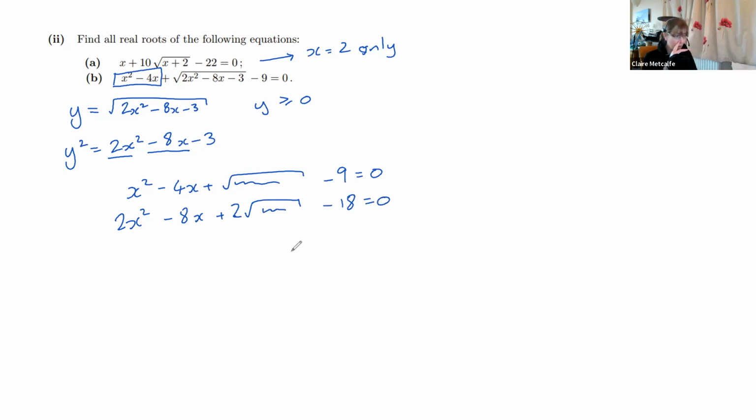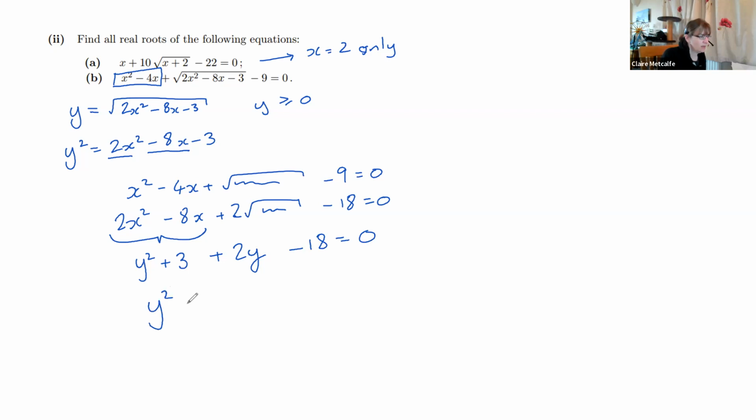Being careful to make sure that I actually multiply everything by 2 and I don't miss one. 2x squared minus 8x, this is the same as y squared plus 3. This thing under the square root was y, so this is plus 2y, and then minus 18 equals 0. This is now looking much happier. And this is another case where I can factorize.